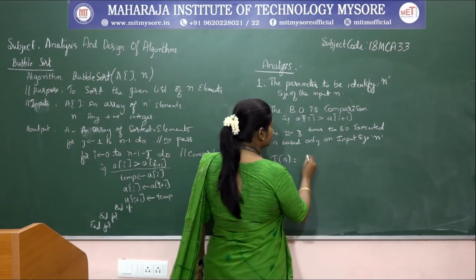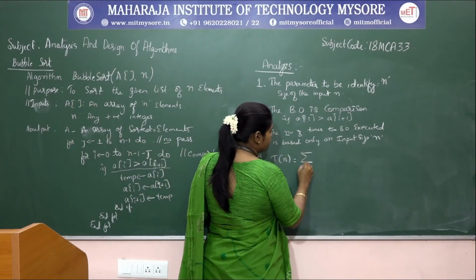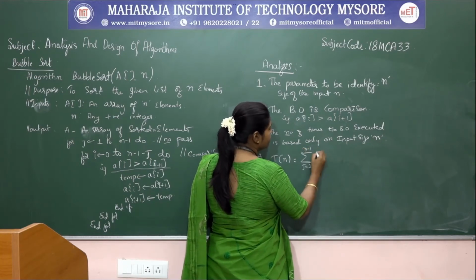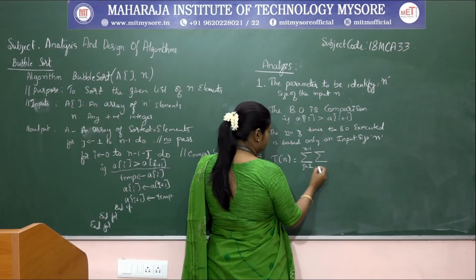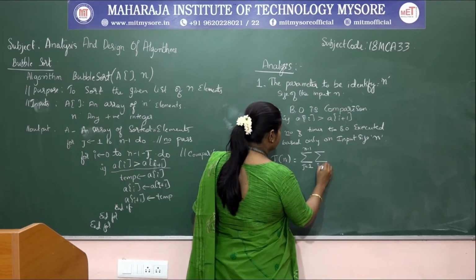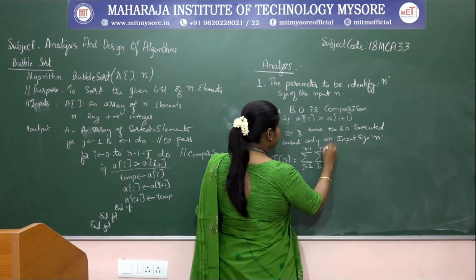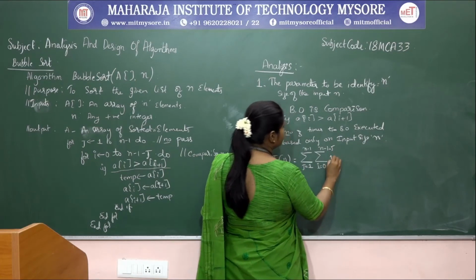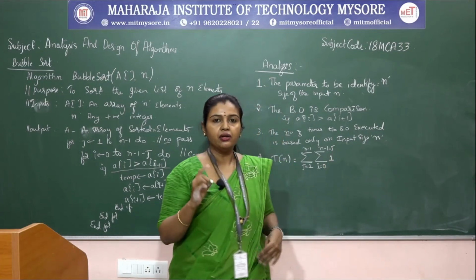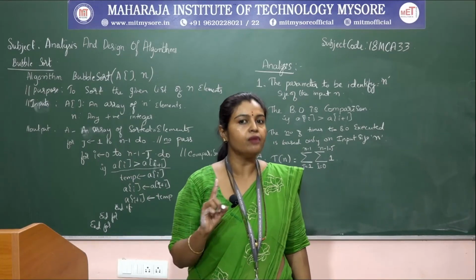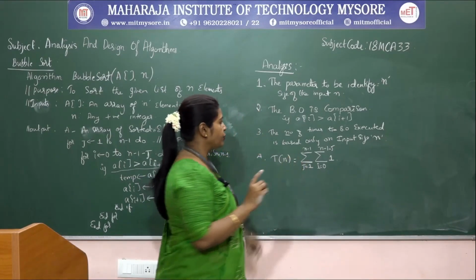So let us write that summation. The first for loop is j equal to 1 to n minus 1, and the second loop is i equal to 0 to n minus 1 minus j, times 1, because for each iteration we do one comparison, so it takes 1 unit of time.